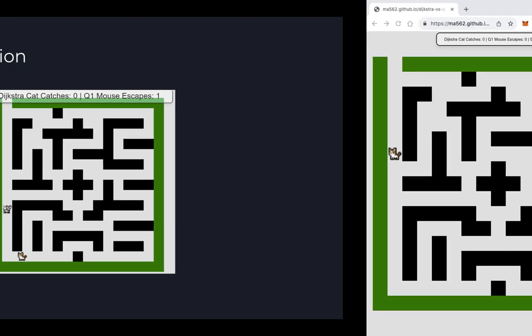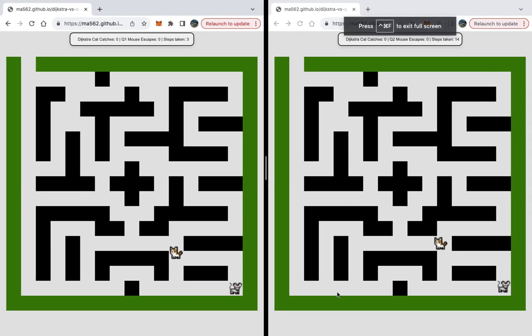Now onto the demo. Here we see how well our mice play. On the left, we have Dijkstra's cat playing against the Generation 1 Q-learning mouse, and on the right, we have the Dijkstra's cat playing against the Generation 2 Q-learning mouse. As you can see, both mice are able to navigate their way out of the maze and avoid getting caught for the majority of the time.